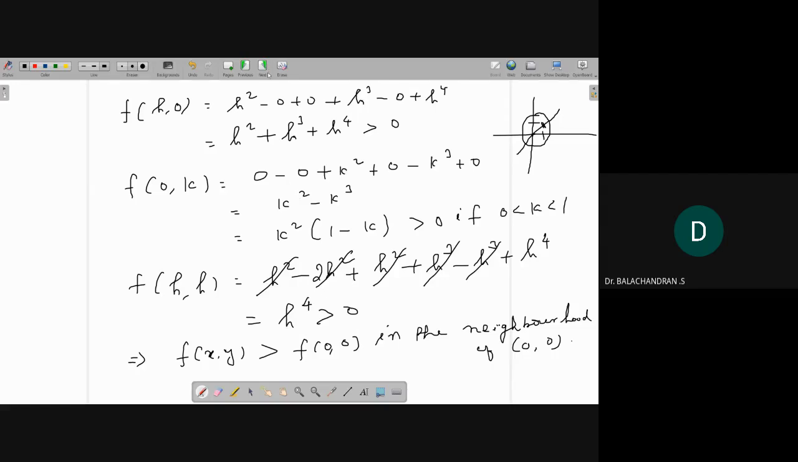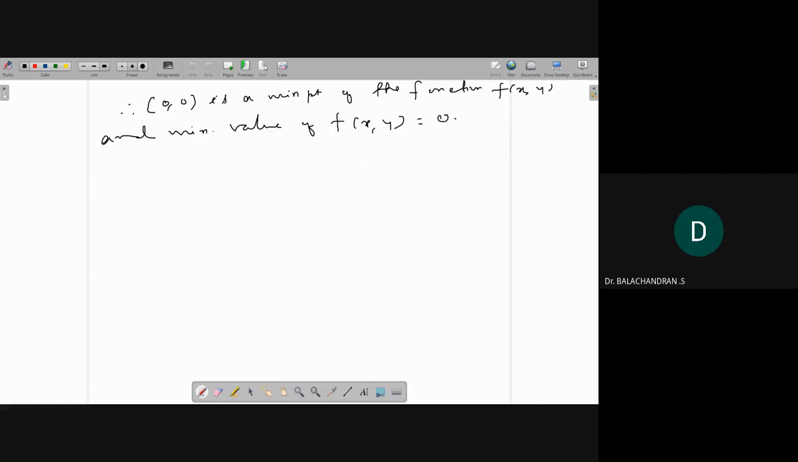So, any doubts? Okay. So now, practice problem. This is the problem in the exercise. Try to solve it and verify the answer. If you have any doubt, you can ask through WhatsApp.